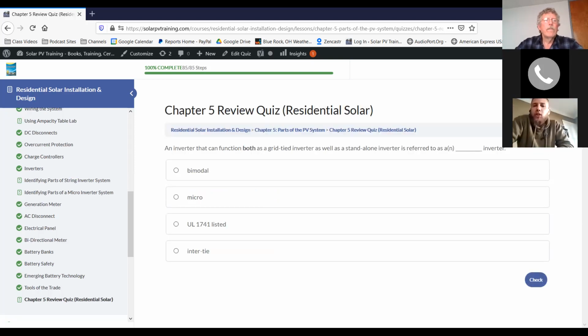I had a quick question about that. Okay. So the shading, like, for example, if a bunch of leaves were on a single cell of the panel, it basically acts as resistance, correct? Because the electrons aren't flowing through that cell, so that basically acts as resistance for the rest of the panel.